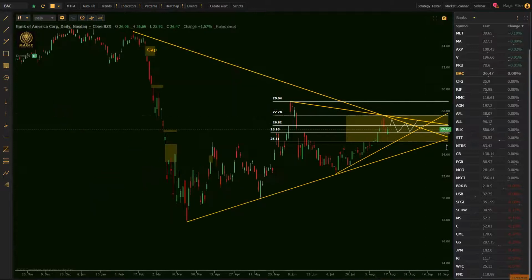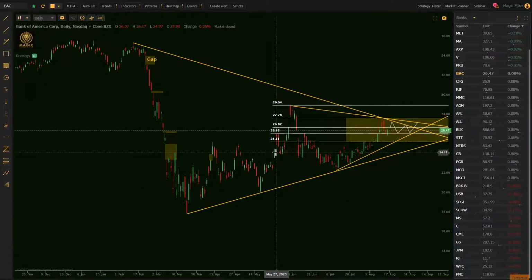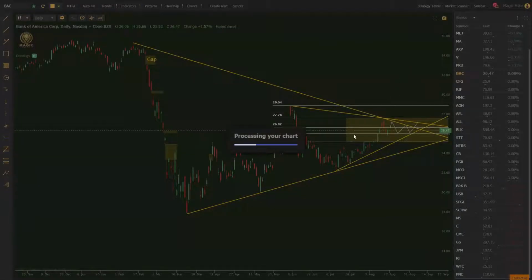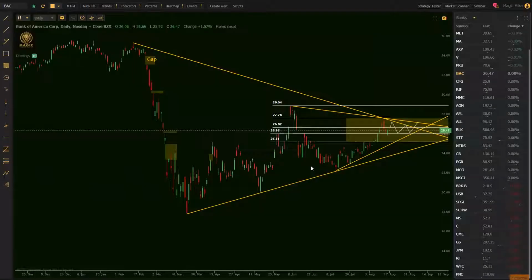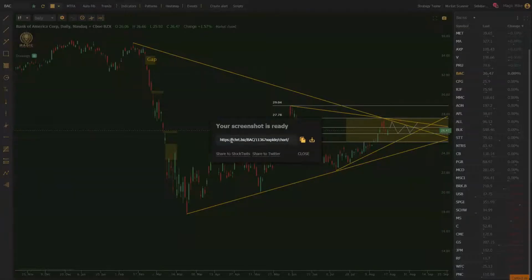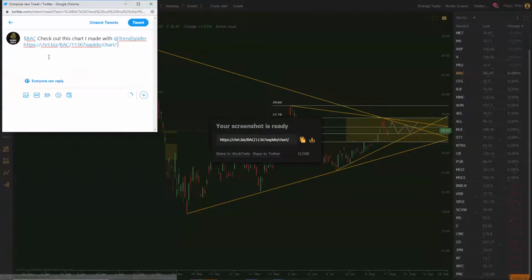So with that being said, you've got yourself a charted stock, and let's just say you want to throw it out there on Twitter. You can just hit the little share button up here, which is a little camera, and it'll process your chart a little bit. You can copy and paste the link or just share it directly to Twitter. And obviously you just hit tweet and voila, it's right on your Twitter account. You bring your StockTwits, however you guys want to display that.